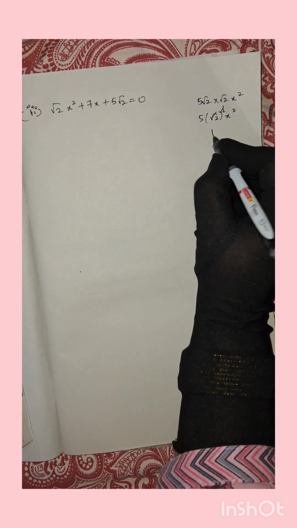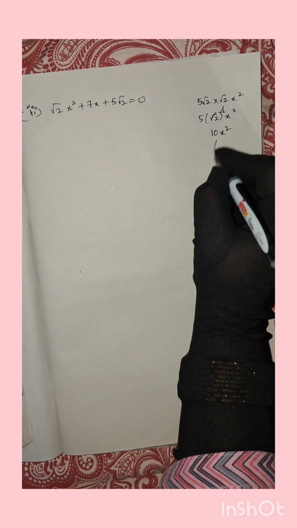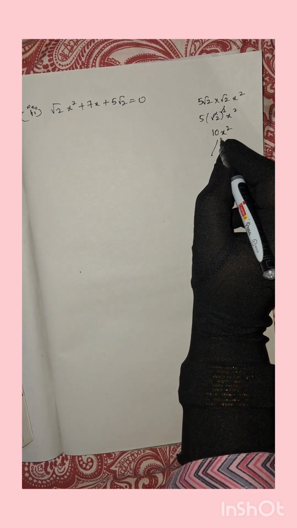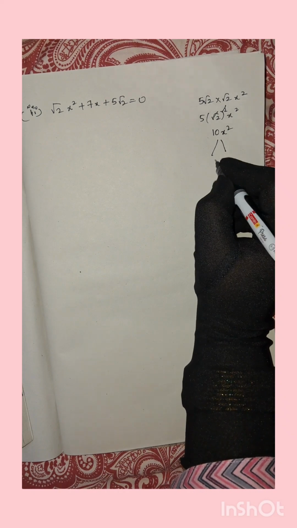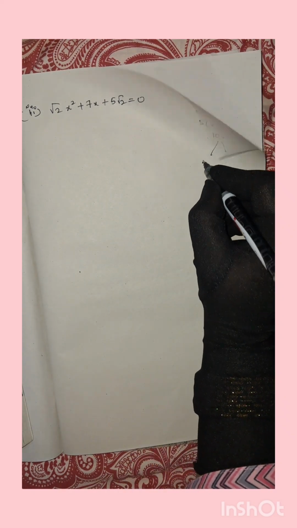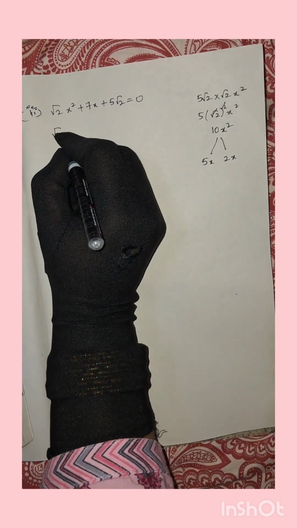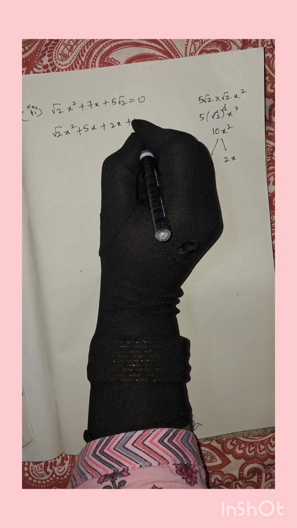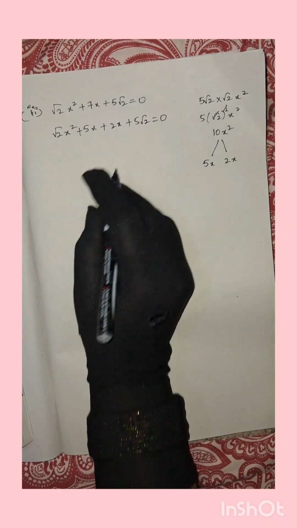Square root cancels, 5 twos are 10x square. So when you multiply, you should get 10x square, but when you add or subtract, you should get 7. So here 5x and 2x, 5 twos are 10, x into x square. So root 2 x square plus 5x plus 2x plus 5 root 2 is equal to 0.